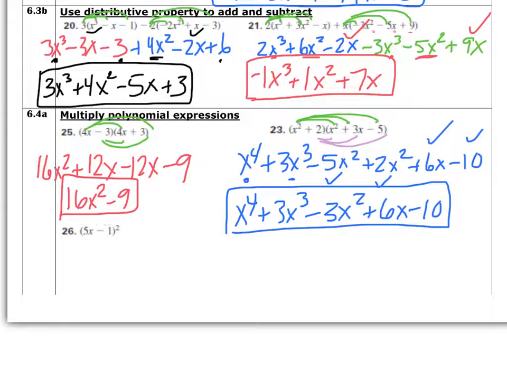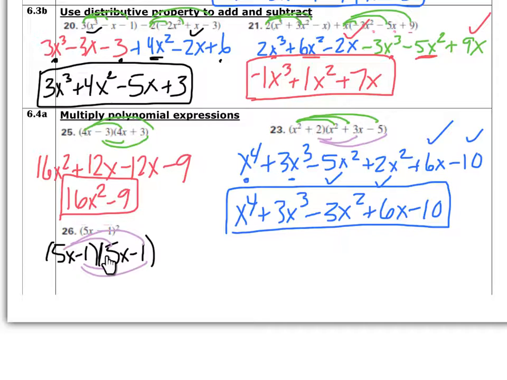Now the last one here is 5x minus 1, all squared. Now be careful, do not distribute the 2 here. You can't use the trick here. You must repeat the base twice, just like the rule says. So if you repeat that base twice, what you have is 5x minus 1 times 5x minus 1. And it's really like a problem like we just did up here. So all you need to do is distribute the 5x here and the negative 1 here and simplify.